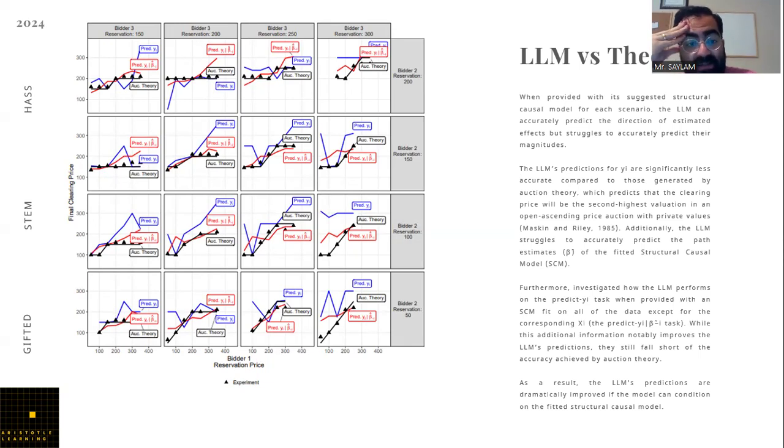Furthermore, they investigated how the LLM performs on the predict yi task when provided with an SCM fit on all of the data except for the corresponding xi, the predict yi given beta i task. While this additional information notably improves the LLM's predictions, they still fall short of the accuracy achieved by auction theory. As a result, the LLM's predictions are dramatically improved if the model can condition on the fitted structural causal model.